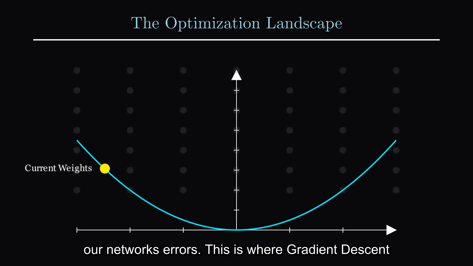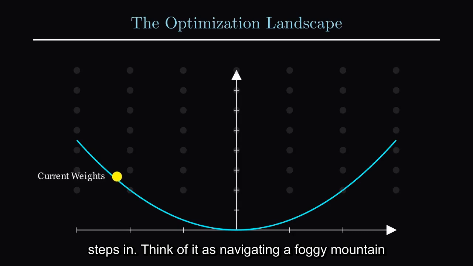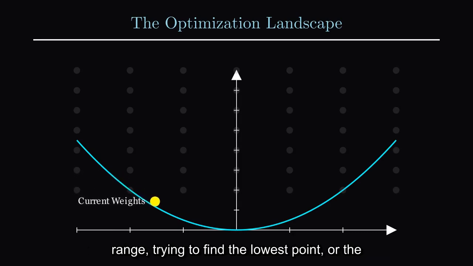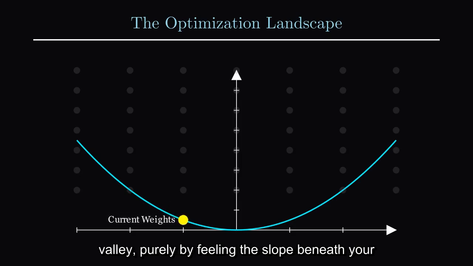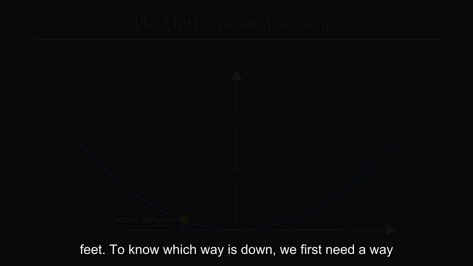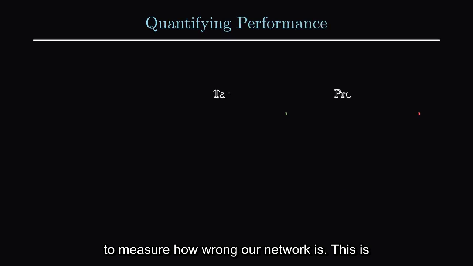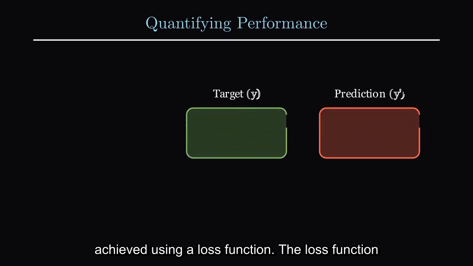This is where gradient descent steps in. Think of it as navigating a foggy mountain range, trying to find the lowest point, or the valley, purely by feeling the slope beneath your feet. To know which way is down, we first need a way to measure how wrong our network is. This is achieved using a loss function.